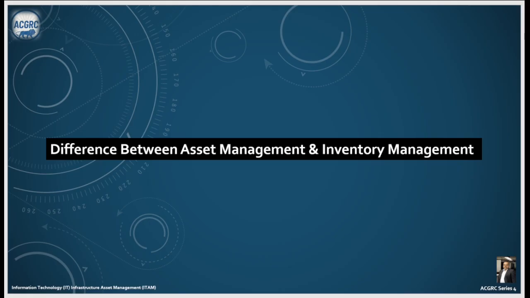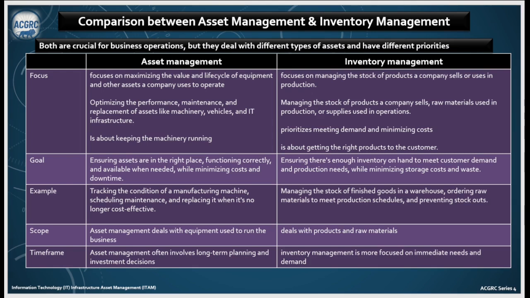We have seen many times inventory management and asset management used interchangeably. Sometimes naively we believe it's the same, but there's a difference. Let's look at it. From an asset management perspective, the focus is on maximizing the value and life cycle of equipment and other assets a company uses to operate. It's about optimizing performance, maintenance, and replacement of assets like machinery, vehicles, and IT infrastructure. It's about keeping the machinery running. That's the focus of asset management.